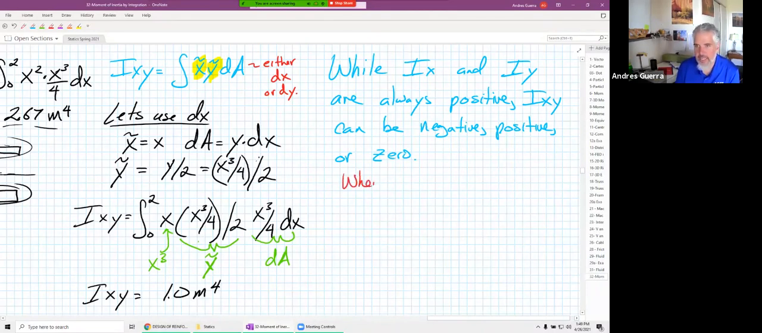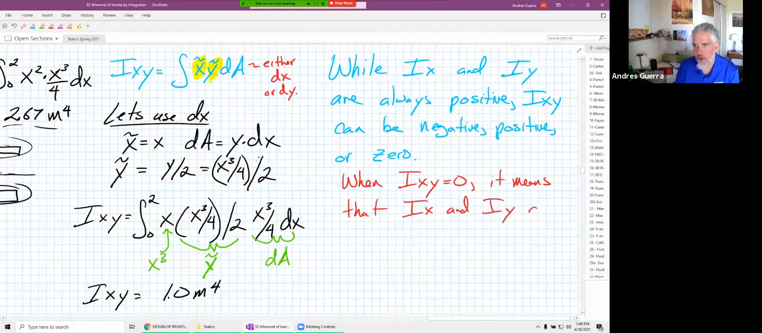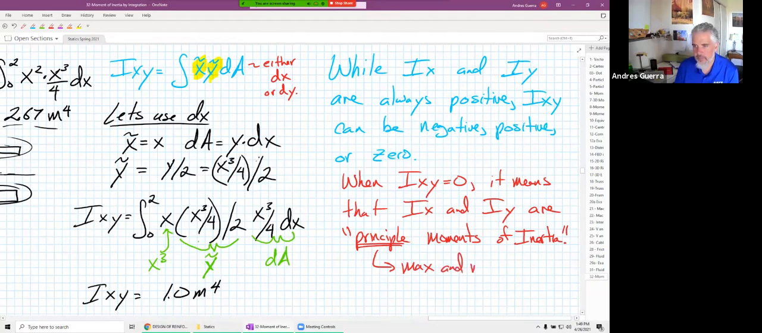When Ixy is zero, it means that Ix and Iy are principal moments of inertia. Principal means max and min. It doesn't tell us which one. We have to look at the relative values and figure out which one's the biggest and which one's the smallest.